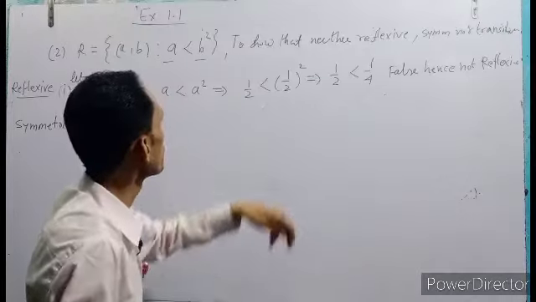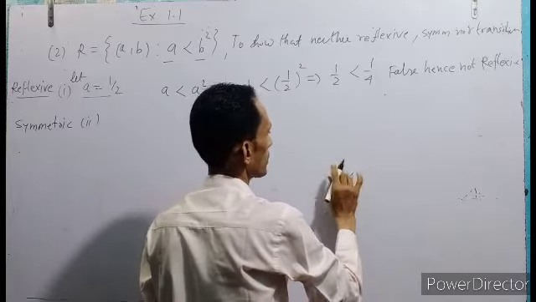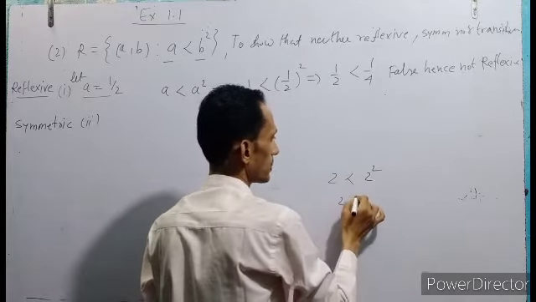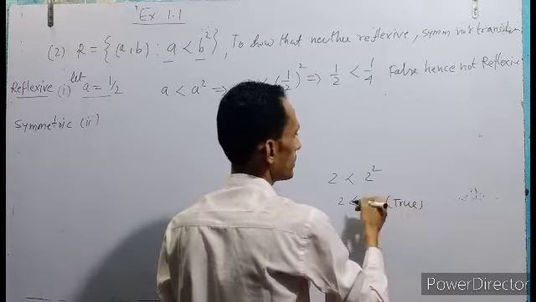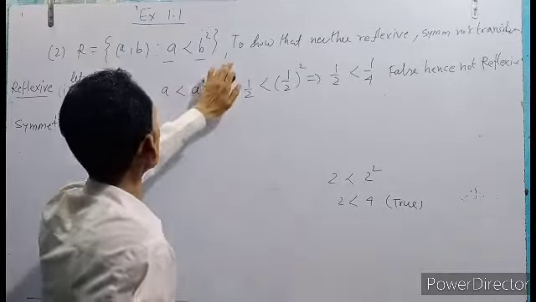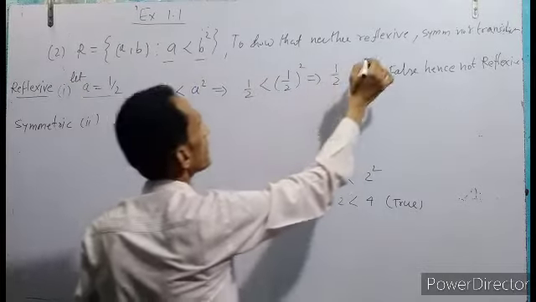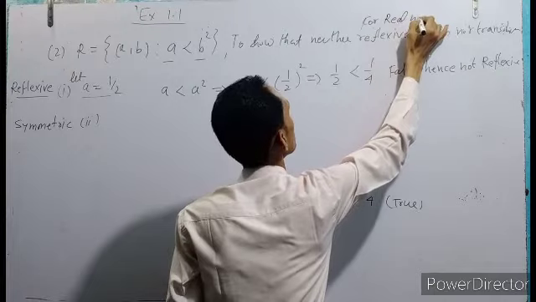In place of 1 by 2, if we take 1 and 2, you can say that 1 less than 2 square, that is true. 2 less than 4, that is true. If you take positive integer, that function is defined for R, for real number. So we can take any real number.